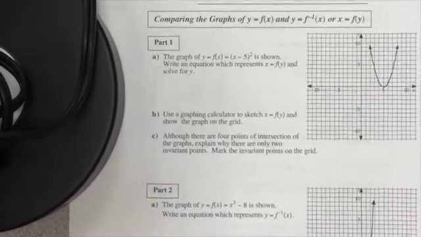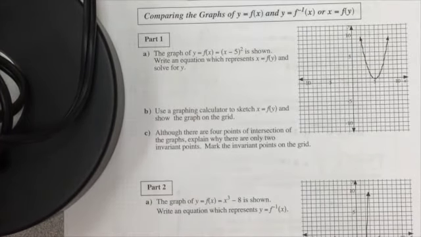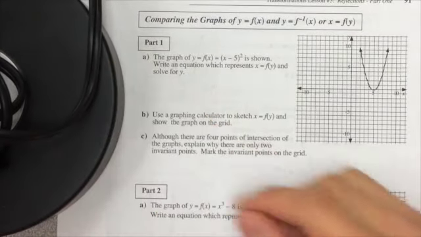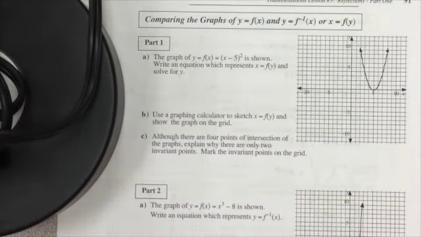Okay, now comes the fun part, working with inverse functions now. So let's look at the graph of y equals f of x, and that function is (x minus 5) squared. We want to write the equation which represents x is equal to f of y, and we want to solve for y.